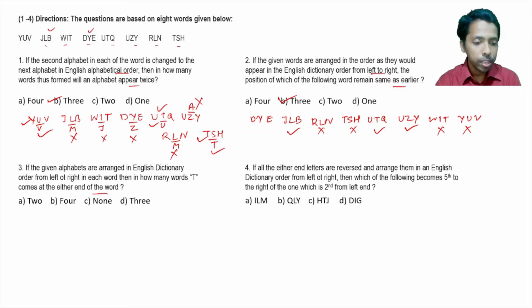That is YUV. If the given alphabets are arranged in English dictionary order from left to right in each word, that means YUV. So YUV, which one comes first? Based on the place value, we have to decide here. So U comes first. U V Y. Right. The next one BJL. Next one is ITW. Right. Next one DEY. Okay, fine.